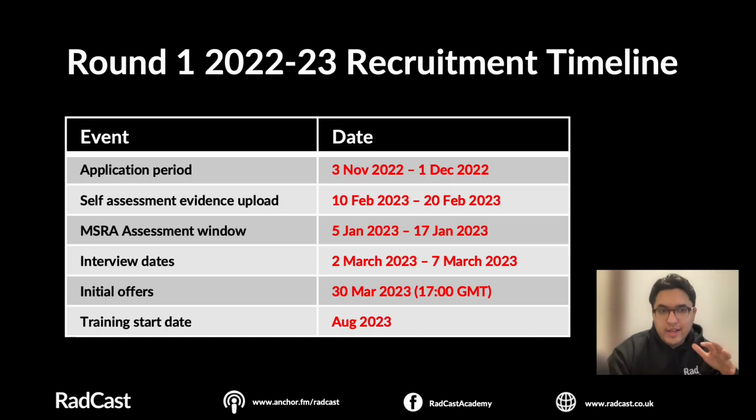So let's now look at the recruitment timeline that candidates applying in 2022-2023 had to go through. So as per usual, November is when applications open on Oriel. Then you had to upload your self-assessments in February of the subsequent year.